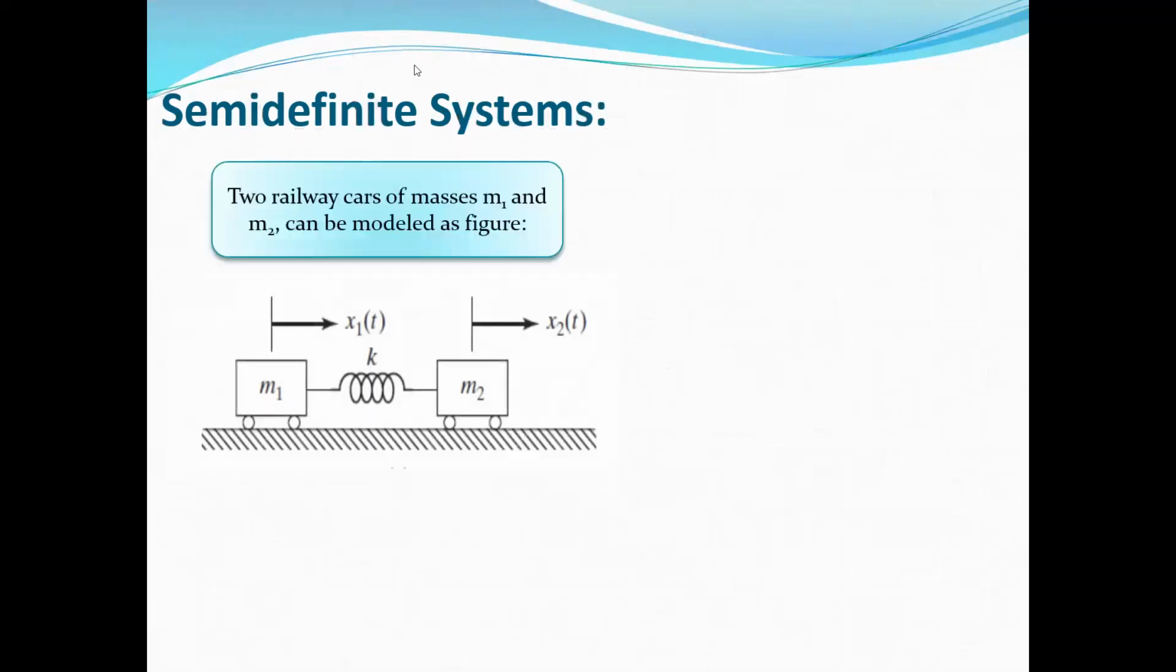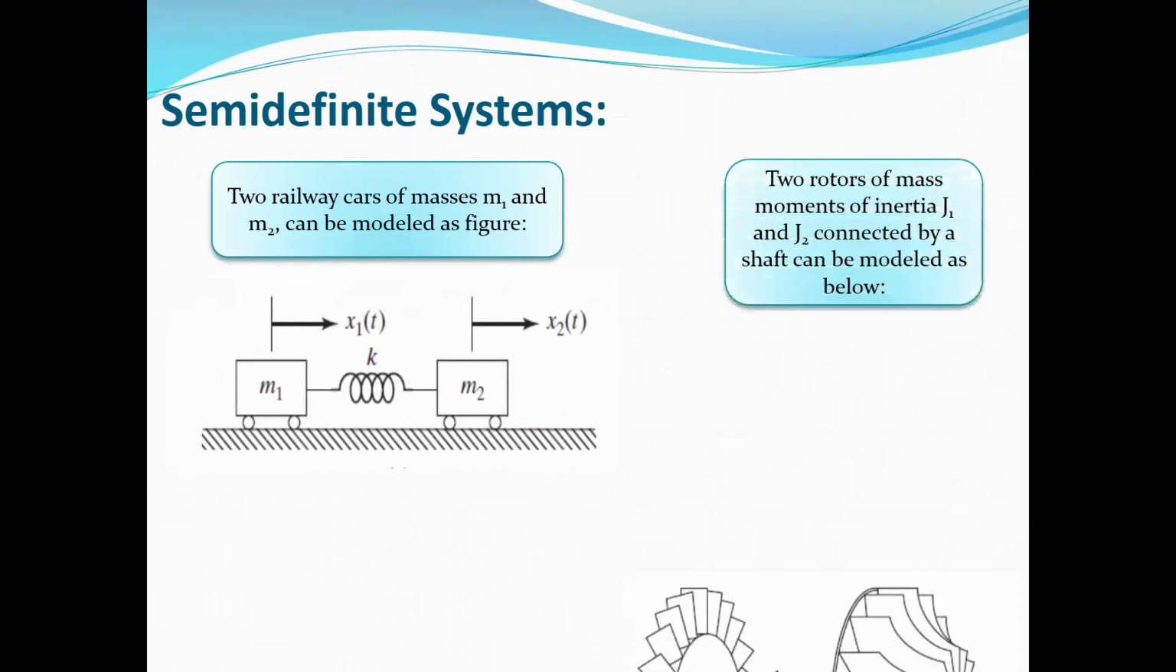Hello, we continue with semi-definite systems. Semi-definite systems are a special case in multi-degree or two-degree of freedom systems. As you can see here, for an example, two railway cars of masses M1 and M2 can be modeled as this figure here. This is a semi-definite system, and I will explain why we call it semi-definite.